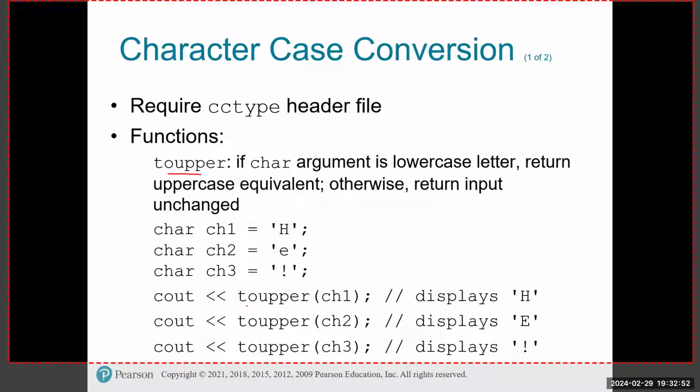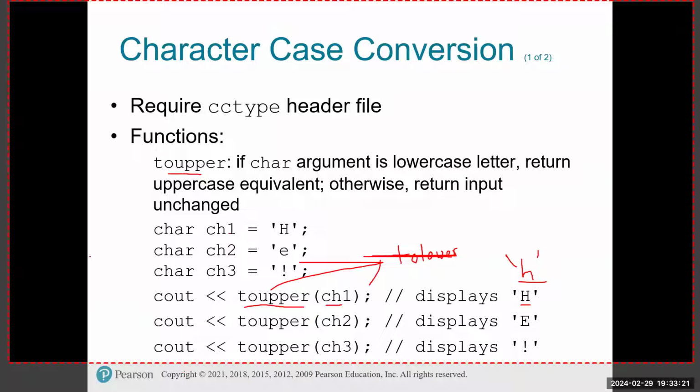So if you do toupper on character 1, then it displays H. If you have the character and you say tolower, then it should display the lowercase h. Instead of toupper, if you put tolower, then it will display lowercase h.